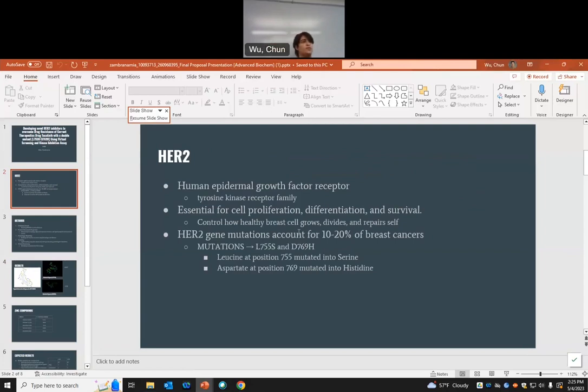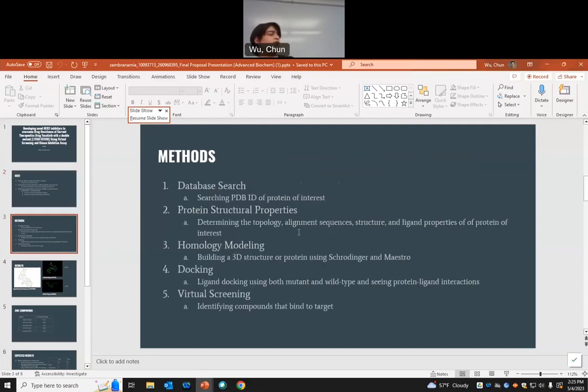In this case, we are specifically looking at mutations L755S and D769H, and it's basically changing leucine at position 755 into serine, and then changing aspartate at position 769 into histidine. So methods we used were database searching, protein structural properties, homology modeling, docking, and virtual screening.